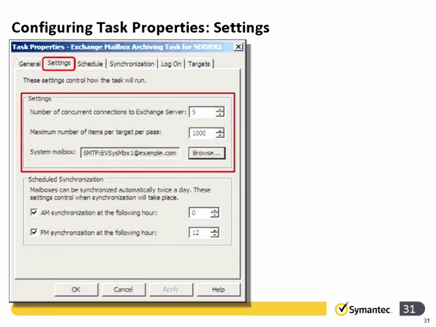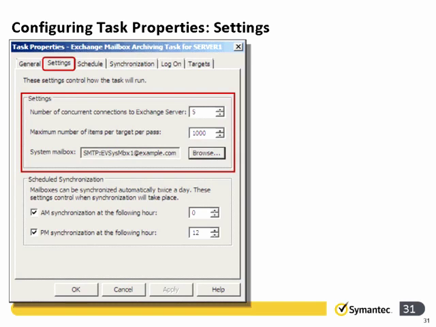If I change this to 10 or 20, I may have to go and verify that I have enough client access licenses available. The maximum number of items per target per pass to archive basically evens out the archiving process so that I don't end up archiving everything from the first mailbox I get to, and I never get everything completed for the last mailbox that's in the archiving task.